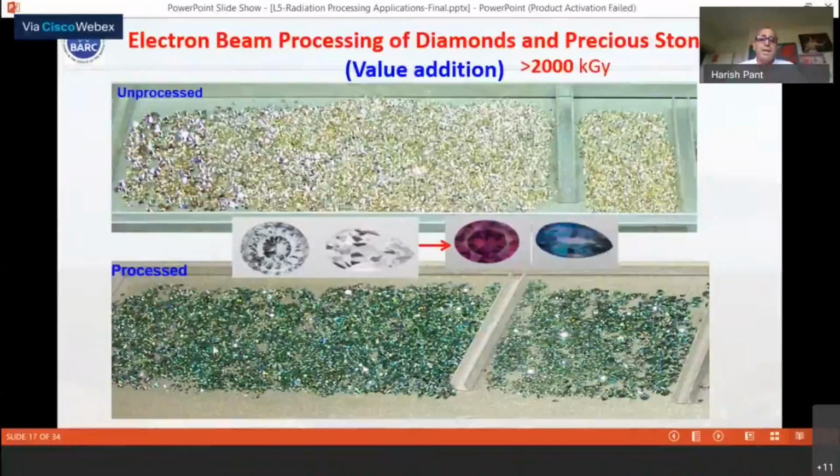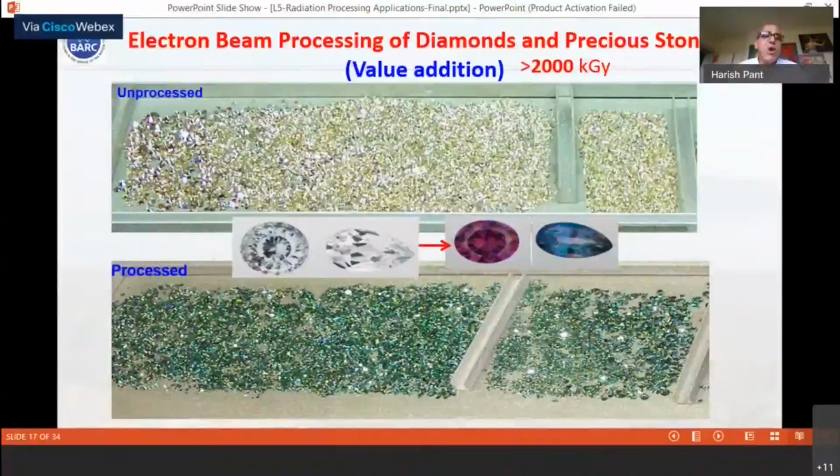Now, another example of radiation processing is the radiation processing of diamonds and precious stones. If you see precious stones or diamonds, they are generally colorless. They do not have good colors. They are really transparent. But if you irradiate them using radiation, they become colorful. Different colors can be produced in these diamonds, and the value of these diamonds increases by many fold. So now they become very highly commercial.